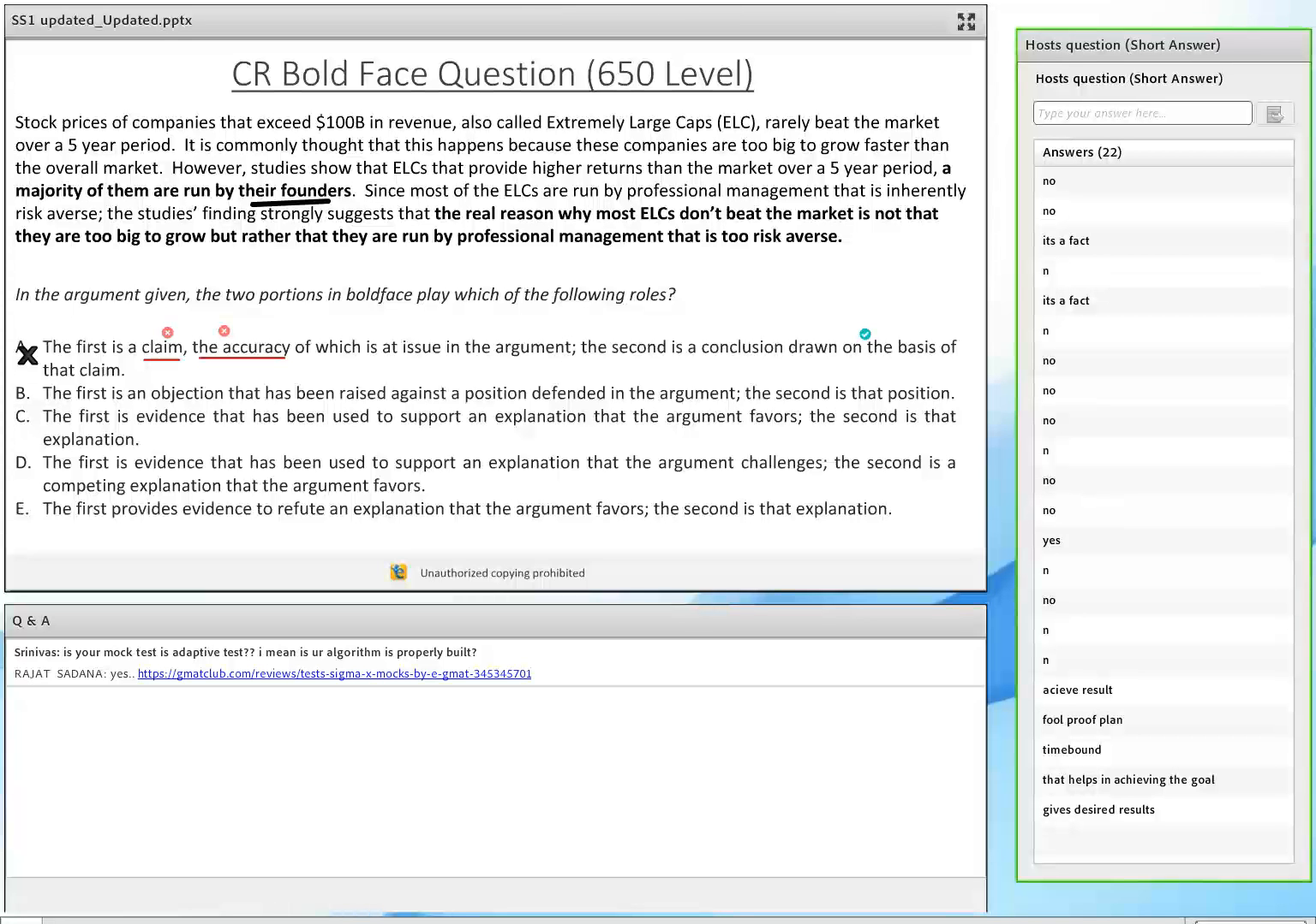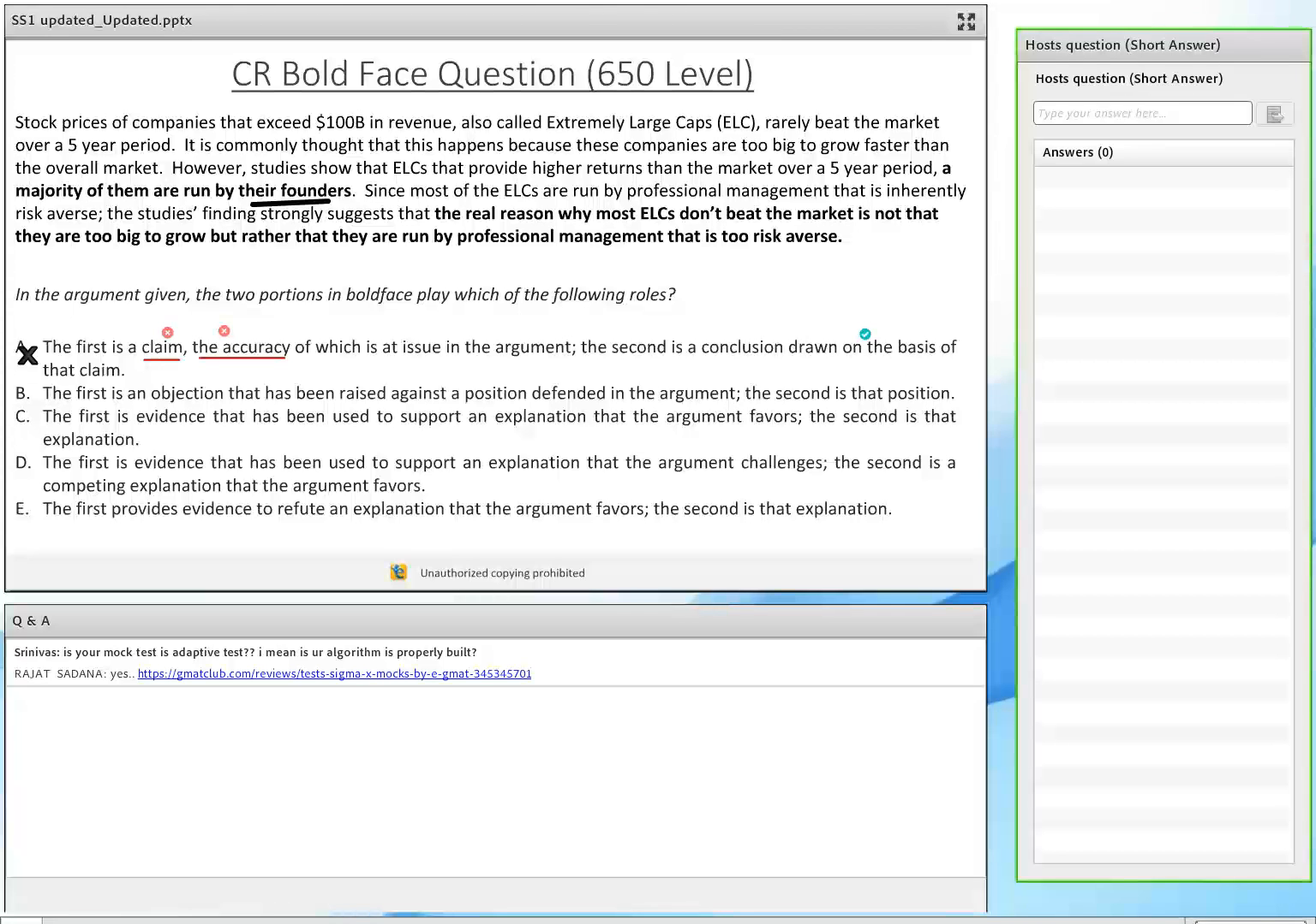All right, let's go E for elephant. I'm going to clear all answers again so that I can see those responses. Choice E says the first provides evidence. Now the first can be an evidence, which is great. A data point or a fact can be evidence to refute something. What's another term for this? An explanation that the argument favors. Can you tell me, what's another term for this part over here? An explanation that the argument favors.